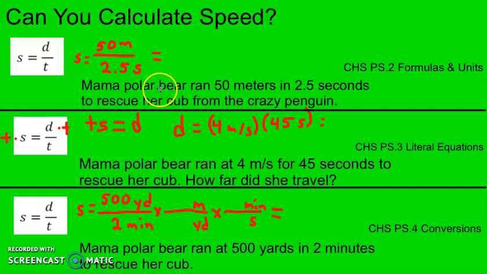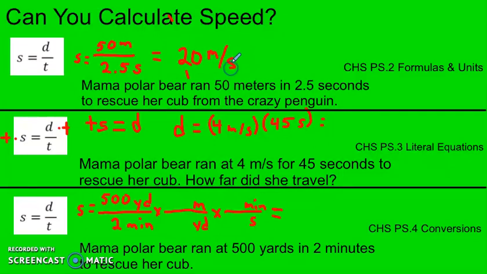Here we have Mama Polar Bear ran 50 meters in 2.5 seconds to rescue her cub from the crazy penguin. So we have speed equals distance over time. In this case, it's pretty simple. You just take the distance, 50 meters, put it where distance is in the formula, and make sure you put meters in there. And you have the seconds, put it in there where time is. So 50 meters over 2.5 seconds, you just punch in the calculator, and when you do that, you will get 20 meters per second.